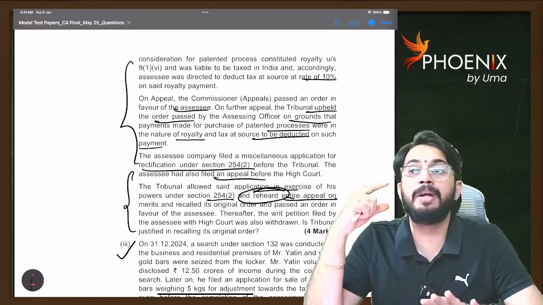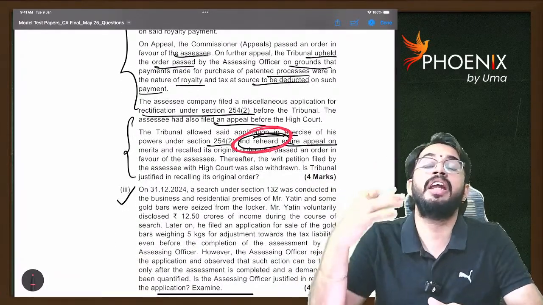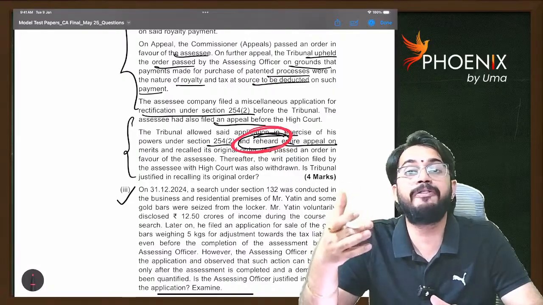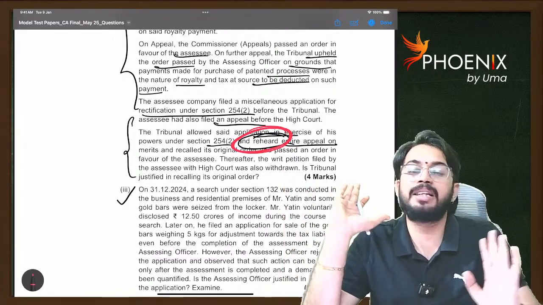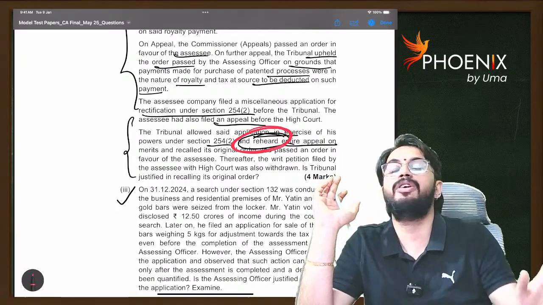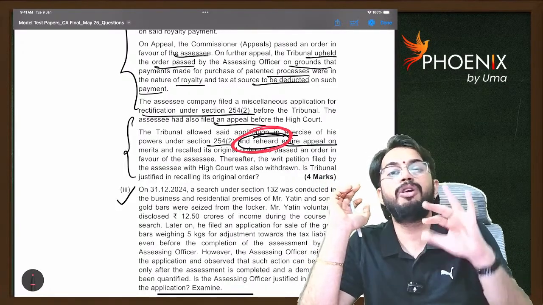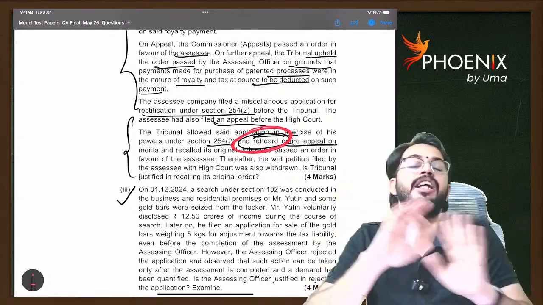So here, the Income Tax Appellate Tribunal passed the order. The rehearing option, the rehearing benefit, is not available to the Income Tax Appellate Tribunal. Once the order is passed, it is final. It cannot be reviewed by the Income Tax Appellate Tribunal. Here the Income Tax Appellate Tribunal reviewed its order. Is it correct? It is not correct.